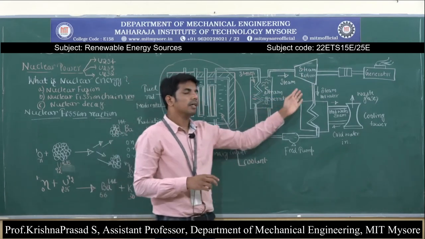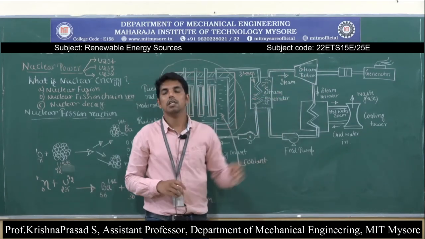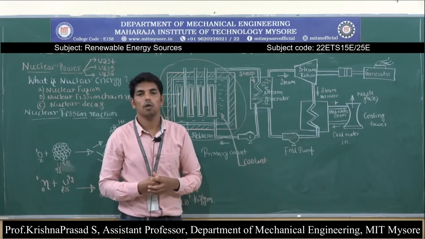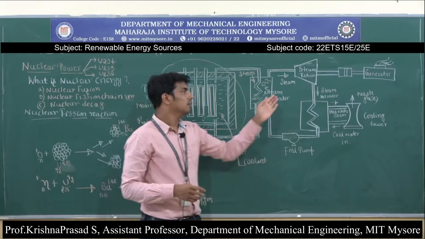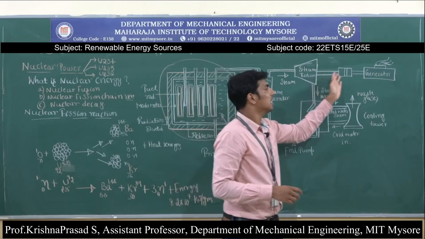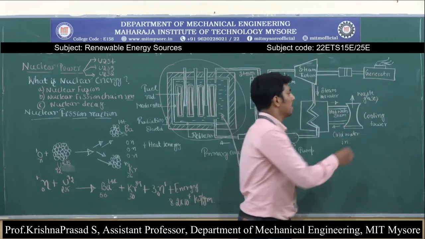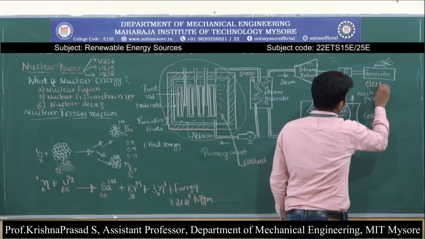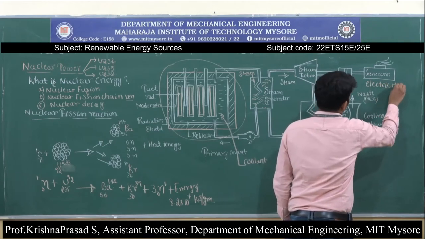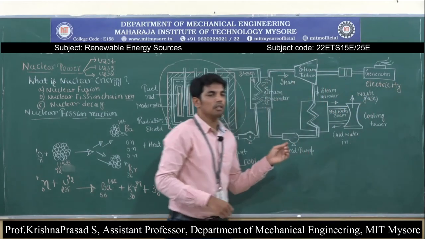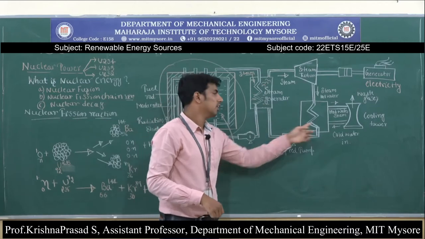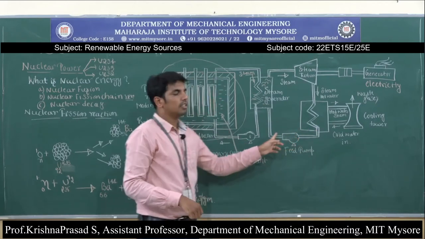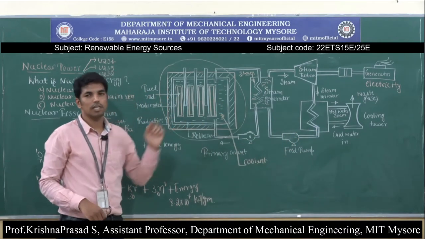In the steam turbine, the heat energy of the steam is converted into mechanical energy in the form of rotation of the shaft, which in turn drives the electrical generator to produce electricity. Then again this coolant is cooled with the help of the cooling water condenser, and then it is sent back to the nuclear reactor.